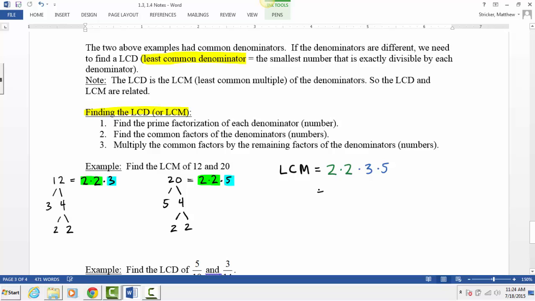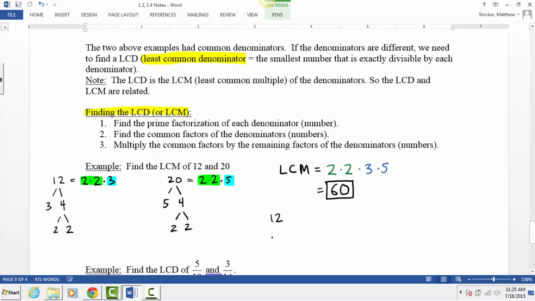So if we multiply that out, 2 times 2 is 4, 4 times 3 is 12, and 5 times 12 is 60. So my least common multiple is 60. The other way to do this is to just start writing multiples, and a lot of times this is what people will do in their head. However, with bigger numbers this gets a little bit more tricky.